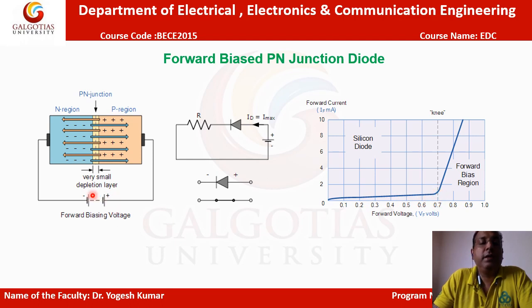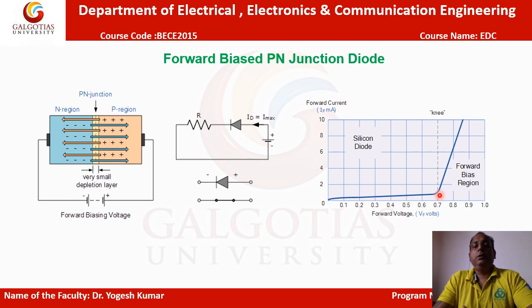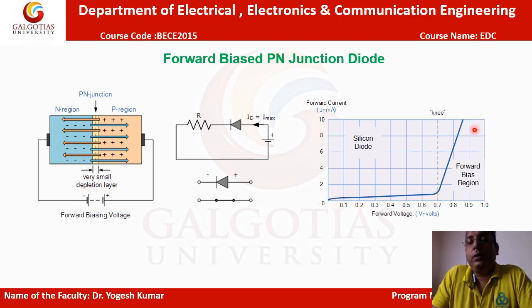Whenever this battery voltage overcomes this internal voltage, that is the barrier voltage VB, which is 0.7 for silicon, only then it is in the active mode. After that 0.7 we will get an amount of current that almost follows Ohm's law. This is the forward bias PN junction diode graph between the forward voltage and the forward current.